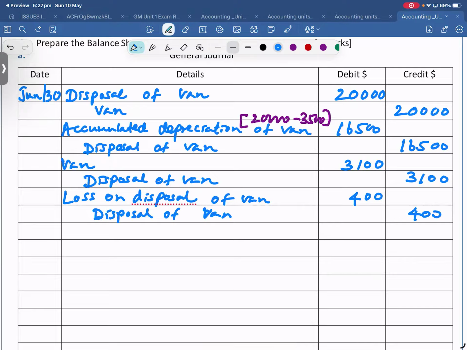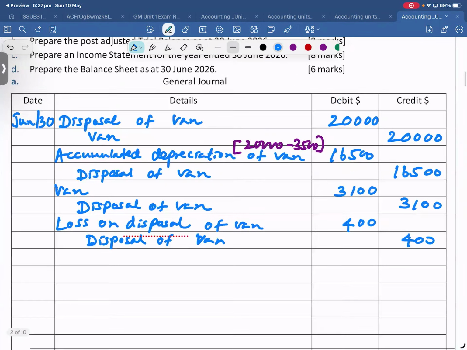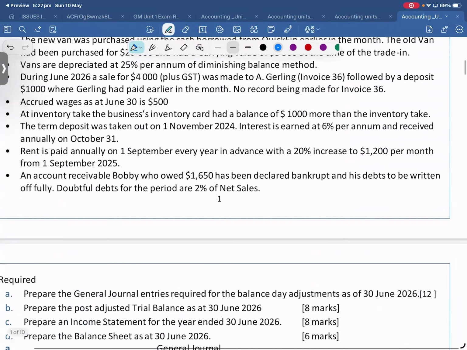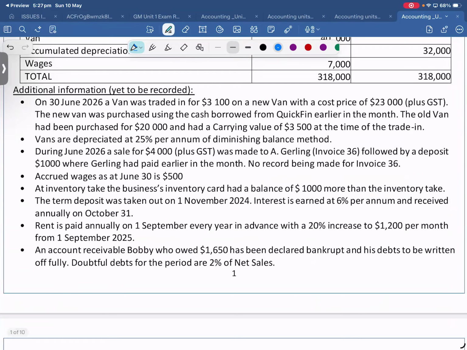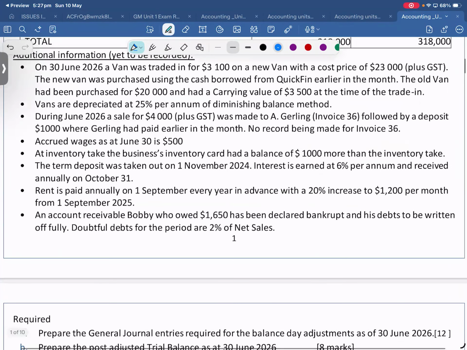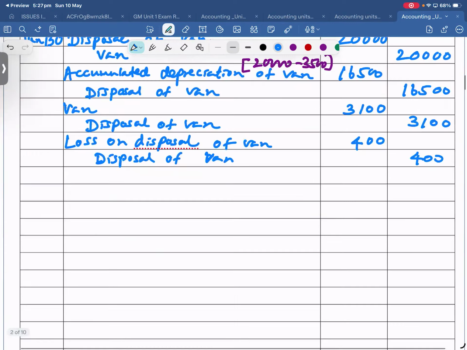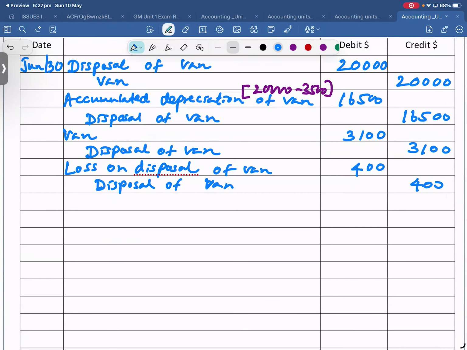Right. Last one, guys. What's the entry for the last one? The new one, how much? 23,000, yes? 23,000, plus GST. Then tell me the double entry. Debit how much? 20? Wrong. It will be 20,000 minus 3,100. 3,100? Yes.